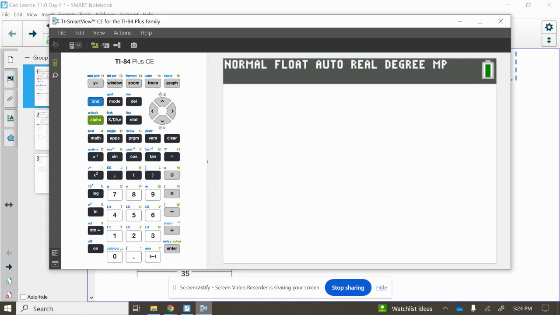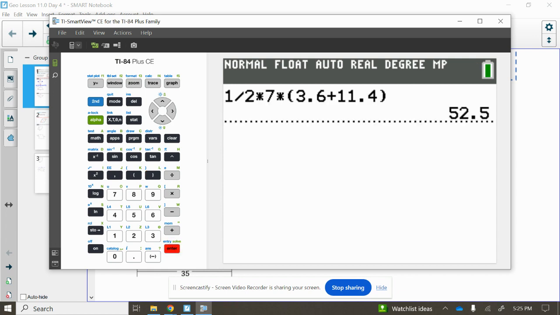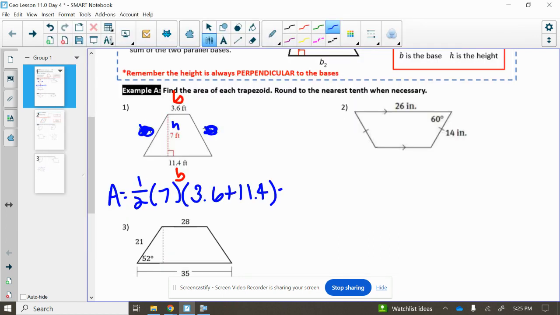So again, we're going to type that in, 1/2 times 7 times, again, the sum of 3.6 plus 11.4. So we definitely want that in parentheses. We're going to add that together first before you plug it in. You should get 52.5 square feet.